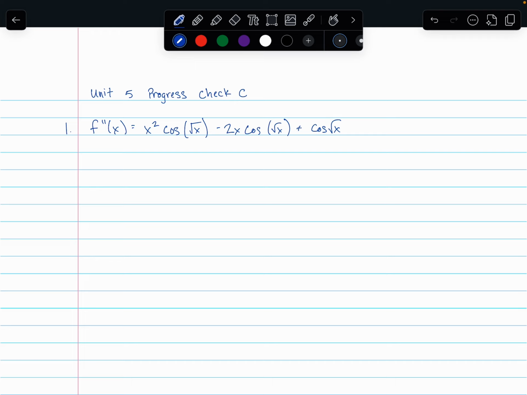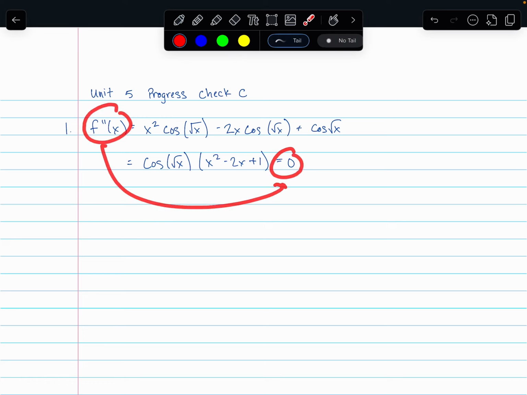I'm wondering if that would really matter because this is calculator required, so I'm going to plug it in, but it might just be easier. If I take out the cosine of the square root of x, I'd be left with x squared minus 2x plus 1. I'm trying to find points of inflection, which means I want to know whenever f double prime is equal to 0 and changes from positive to negative or negative to positive. We're on the interval from 0 to 3.